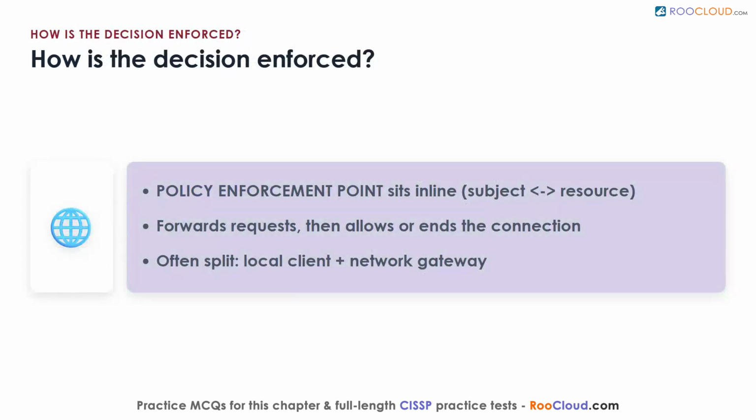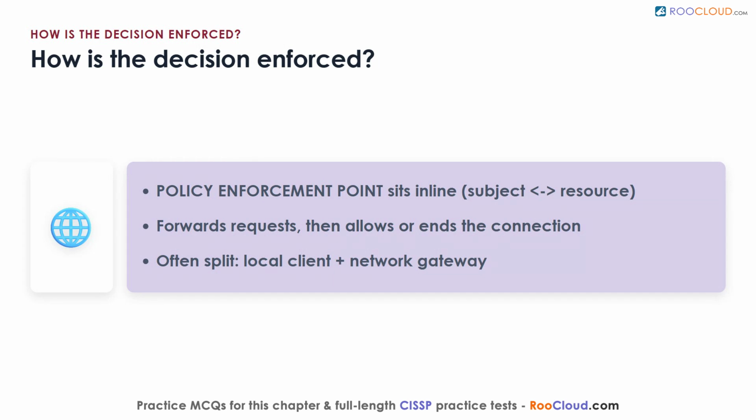And how does the decision get carried out on the wire? Through the policy enforcement point. This is the component that actually sits in the path between the subject and the resource. It forwards each request to the policy administrator and then does whatever it is told, either allowing the connection or ending it.